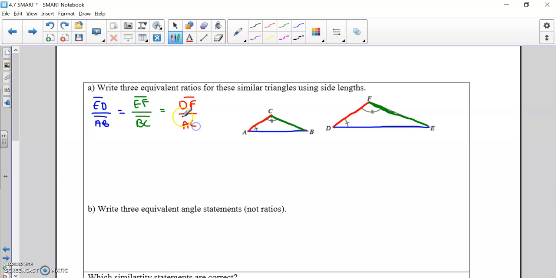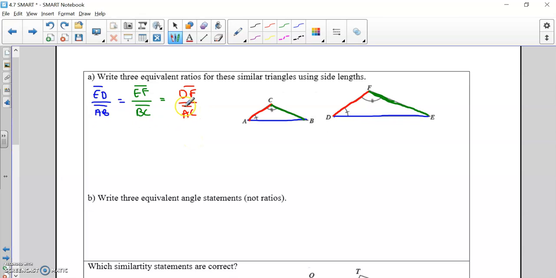Notice how I'm putting this line on top of my letters. That's the notation that shows that you're talking about a side length of a shape. It technically means that it's a segment. All right, so those are all the ratios using the side lengths. Because these are similar, they must all be equal.